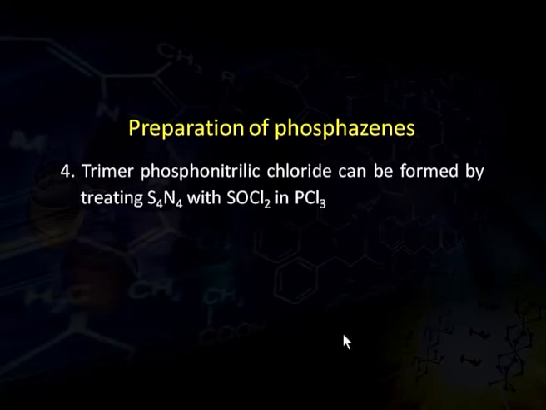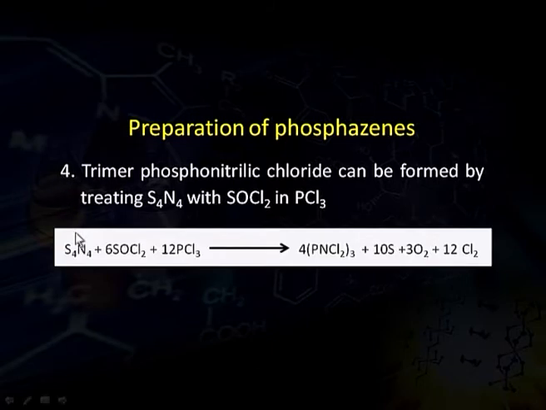Trimer phosphonitrile chloride can be formed by treating S4N4 with SOCl2, that is thionyl chloride, in PCl3. So, S4N4 is heated with thionyl chloride and PCl3. So, we obtain a trimer, that is PnCl2 whole thrice. Some other products are also obtained.